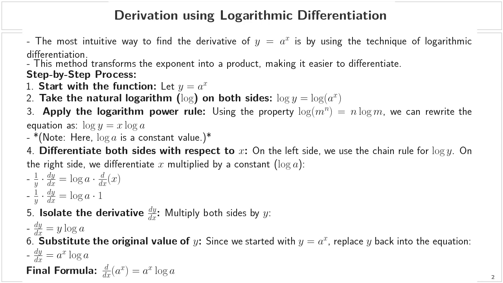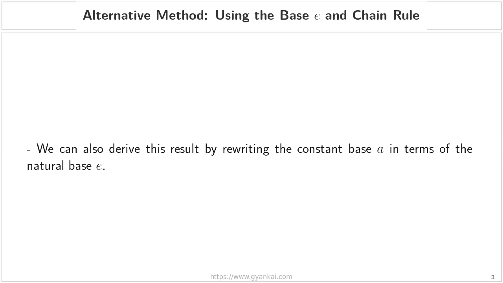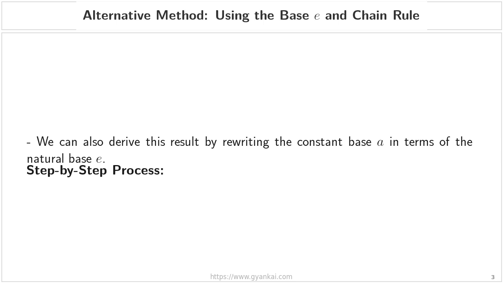While this method is very intuitive, there is another way to derive this using the base e and the chain rule, which we will explore in the next slide. Alternative method, using the base e and chain rule. Now that we have explored the first method of derivation, let's look at an alternative approach. We can also derive this result by rewriting the constant base, a, in terms of the natural base, e. Let's go through this step by step.